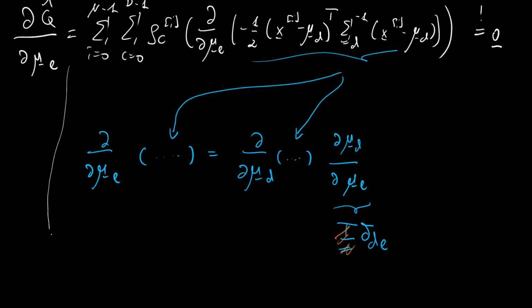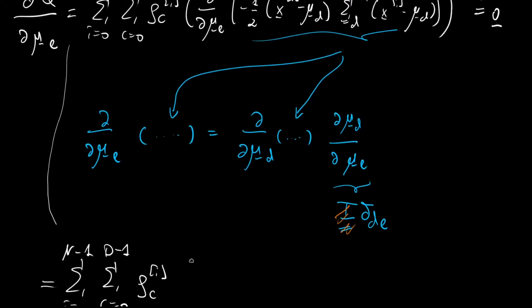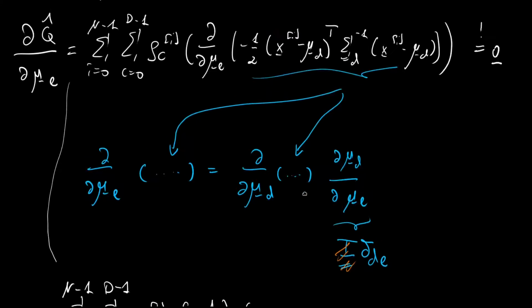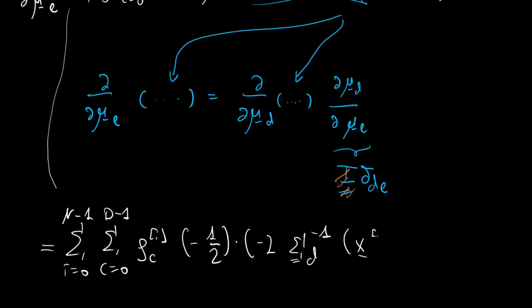So long story short, what is it that we are getting? We have the summation from i equals 0 to capital N minus 1, and then the summation from c equals 0 to capital D minus 1 of rho c i. And then we have the minus 1/2 that we had before, and then we get our minus 2 sigma d inverse times x i minus mu d.